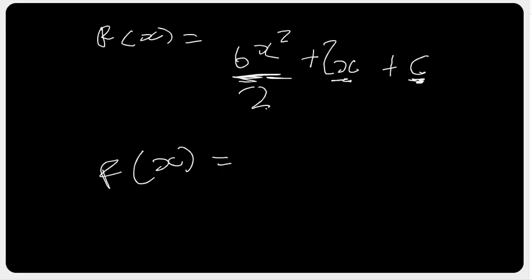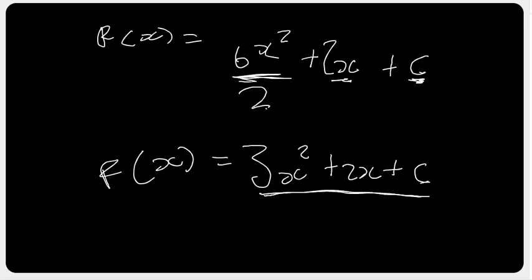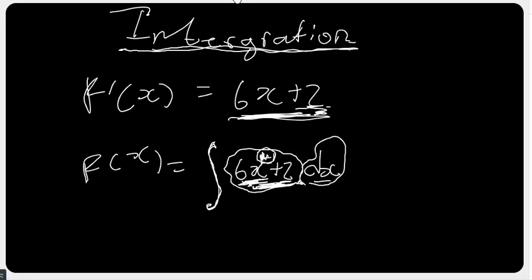So 6 divided by 2 is going to give us how much? It's going to give us 3. Then we're going to have 3x squared plus 2x plus c. That's going to be our original function. This is how you find the original function using integration.